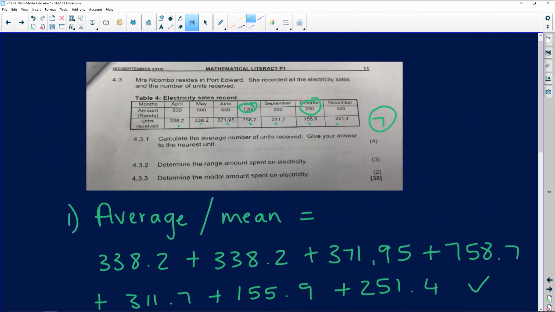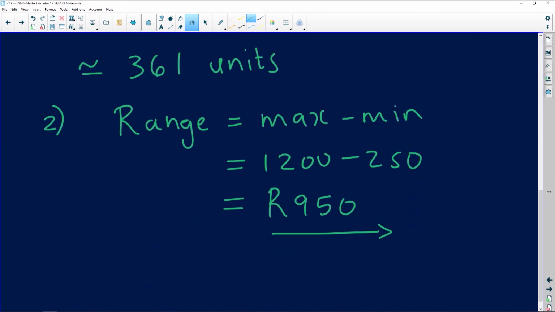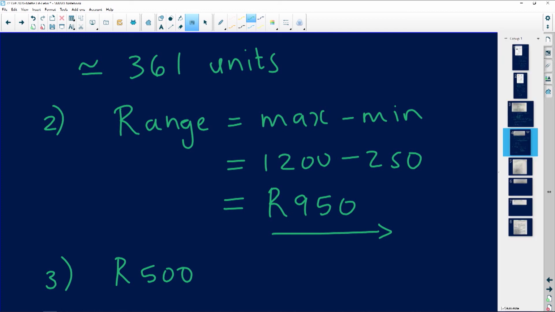So, let me just remove this other stuff. In this case, 500 repeats itself 1, 2, 3, 4 times. And that's the most. So, 500 rand is going to be our modal. 500 rand. That's 2 marks. So, there's no sweating in terms of that.